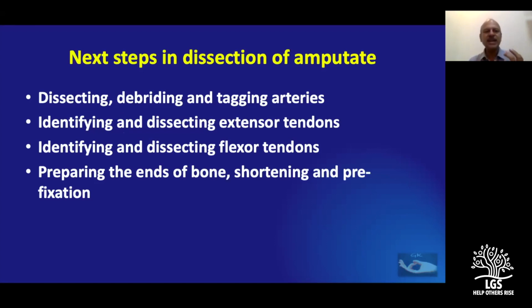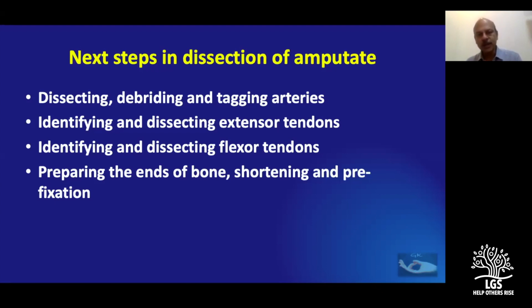Next, we need to dissect, debride and tag the arteries. The arteries have their own anatomical position. They can be easily identified and they have to be dissected and tagged. Then we have to dissect the extensor tendons, which can be found easily. Then we need to identify and dissect the flexor tendons. And lastly, we need to prepare the ends of the bone and do shortening and prefixation. By prefixation, I mean, this is the amputated segment that you are dissecting out now.